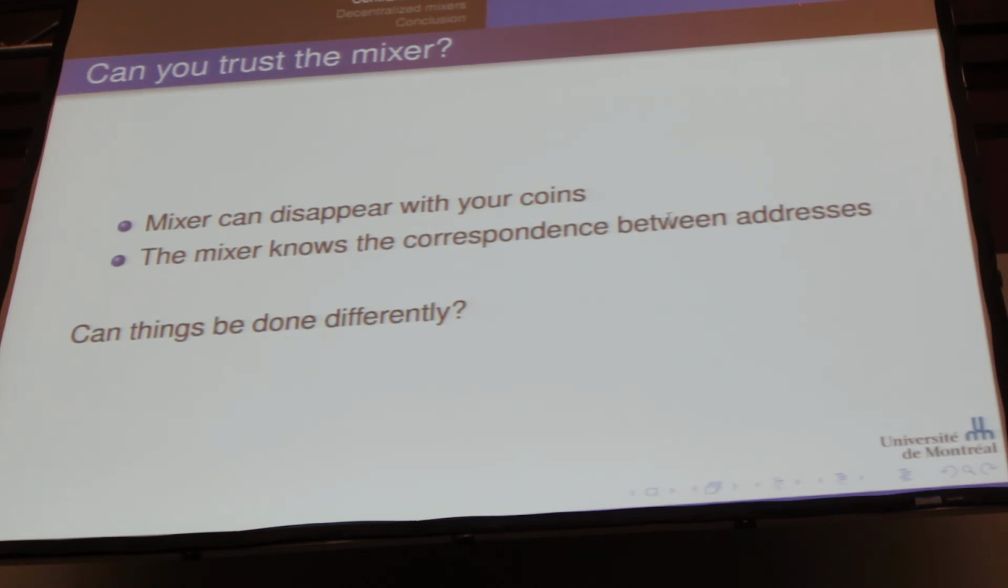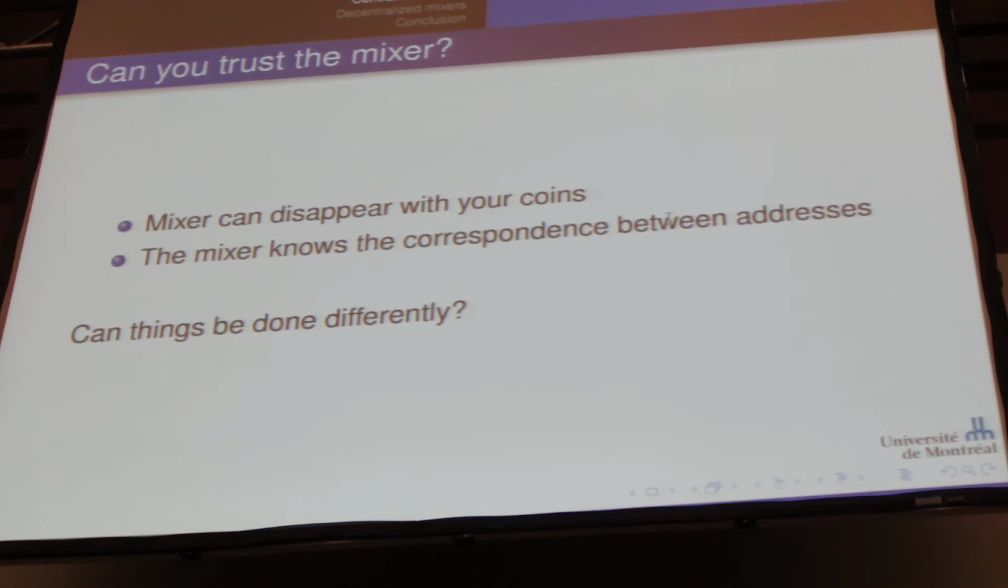I think this situation is problematic for two main reasons. First of all, the mixer can just move your coins, because if you give your coins in your transaction from Alice to the mixer, the mixer can just disappear, and of course, if you don't know who the mixer is, and can't go knock on your door, you've lost your coins. Now, I'm not aware of this happening before for mixers, but it has happened for a lot of exchanges and other Bitcoin centralized services.